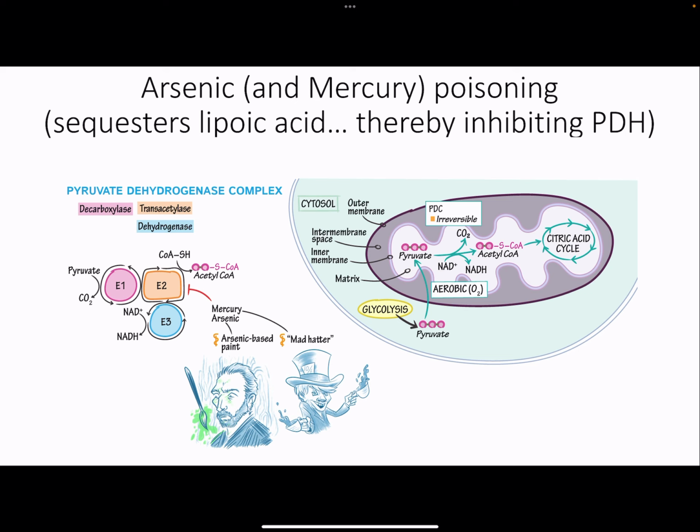Poisoning. Arsenic and mercury can both inhibit lipoic acid, which is "tender loving care for Nancy": L-loving, L-lipoic acid. So the PDH isn't working, and obviously that's not good. The Mad Hatter is, I think, people making felt caps. Back in the 1800s, they would use mercury to treat the wool, and I guess they would inhale the fumes, and it causes a lot of symptoms, neurological symptoms especially.